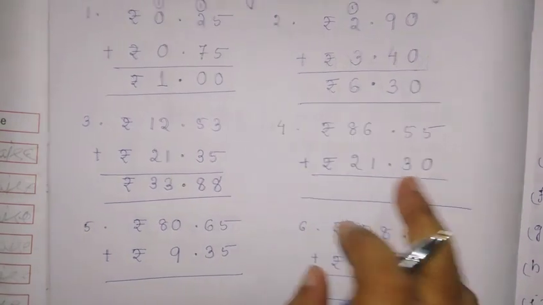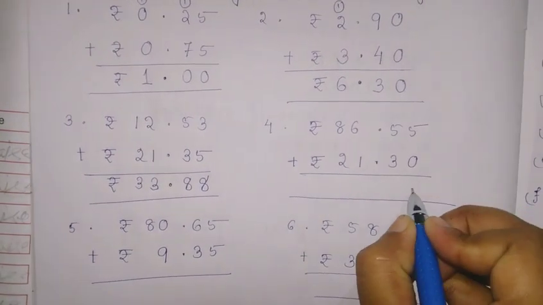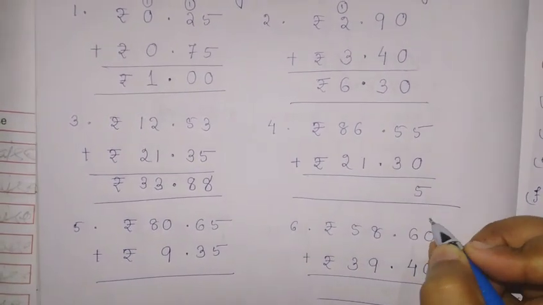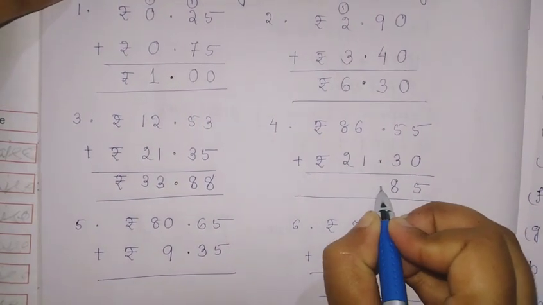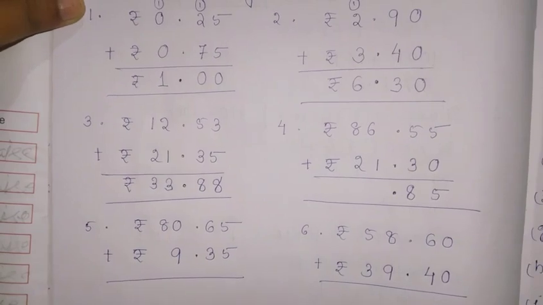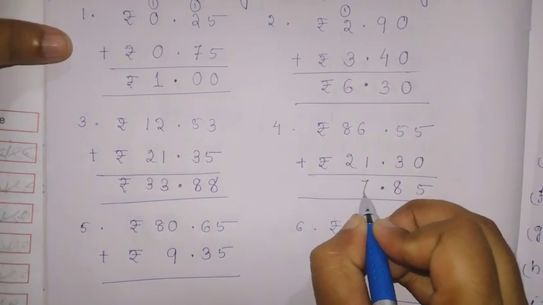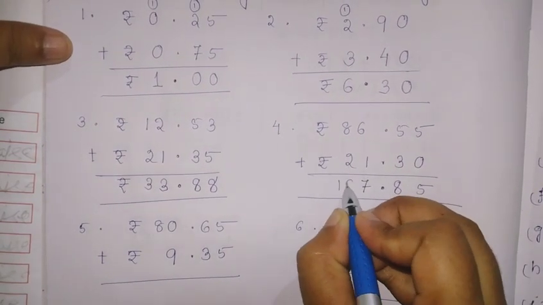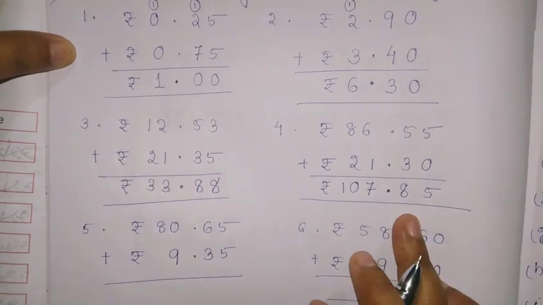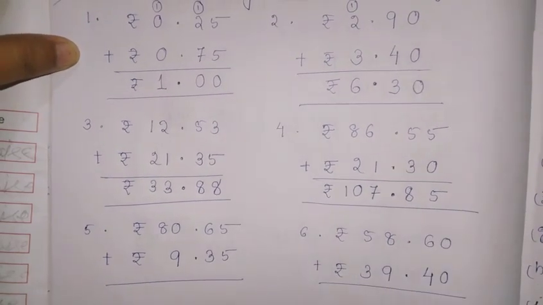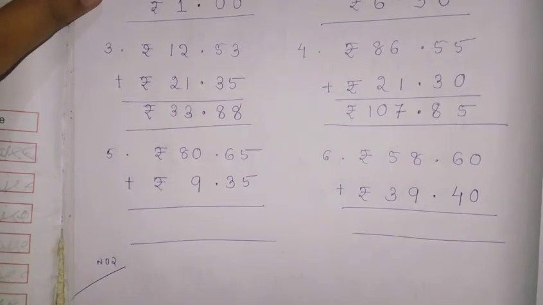Then you add 86 rupees 55 paise plus 21 rupees 30 paise. 5 plus 0 equal 5. Then 5 plus 3 equal 8. Then we put dot. Then 6 plus 1, 7. 8 plus 2, 10. 107 rupees 85 paise. Then next.